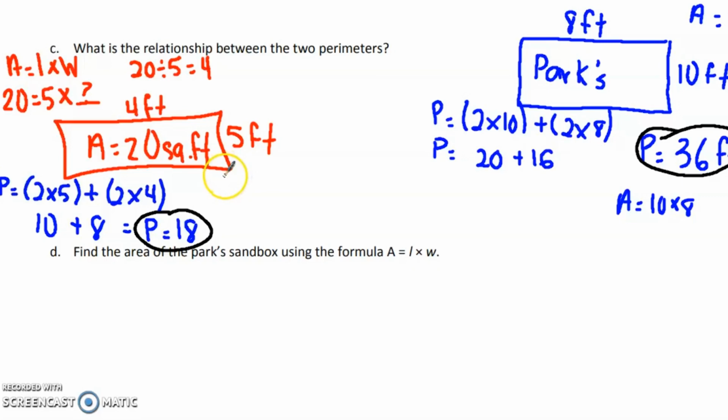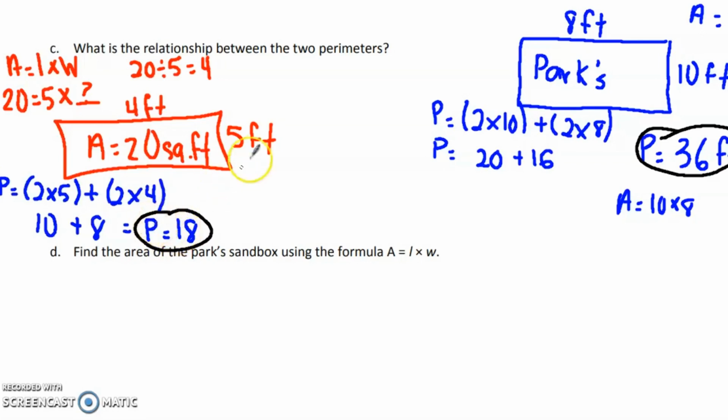You can pause the video here, and then see if you were right, or see if maybe you got a different perspective on what the relationship between the two perimeters was. So now, if you thought about it, you could see that I have 18 and I have 36. Well, if I multiplied 18 times 2, or I added 18 plus 18, I get 36.